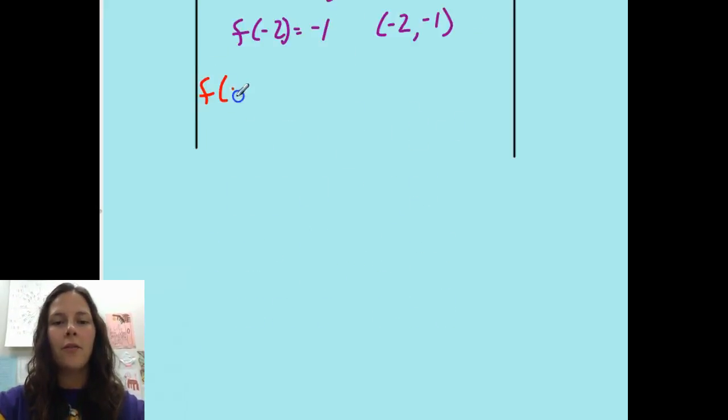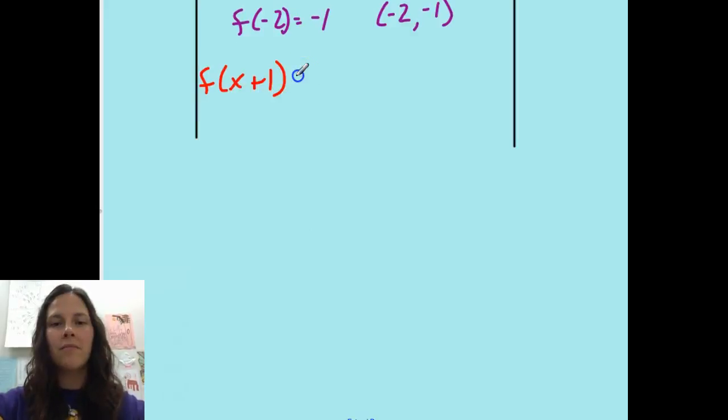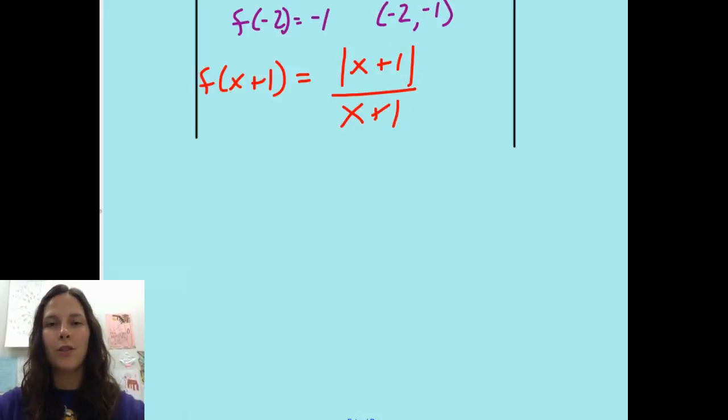Finally, we had f of x plus 1. Everywhere there was an x, we'll replace it with an x plus 1. This can't be simplified as those values in the numerator are in absolute values, and that's a grouping symbol.